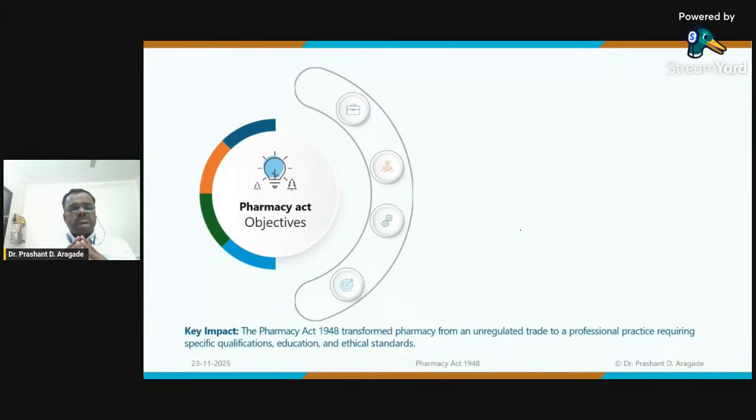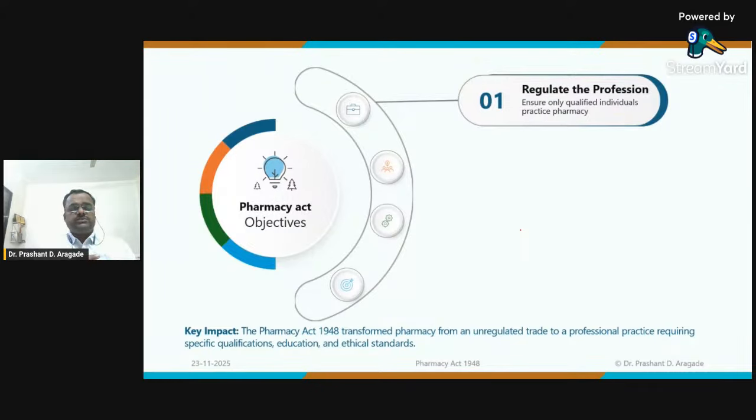This act transformed pharmacy from an unregulated trade or unregulated profession to a professional practice, which requires specific qualification, specific education, and which gives the ethical standards for the practice of pharmacy. So dear friends, these are some of the objectives of the Pharmacy Act. The Pharmacy Act was implemented to ensure that only qualified individuals can practice pharmacy. So regulation of the pharmacy profession takes place.